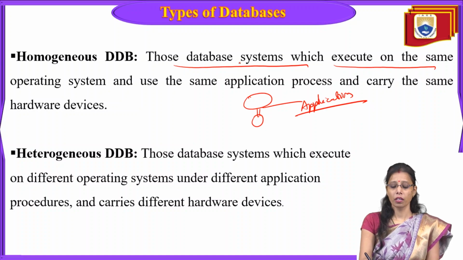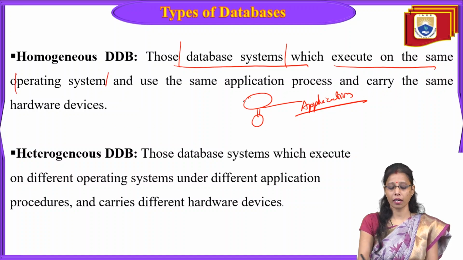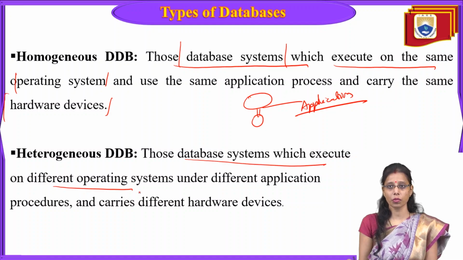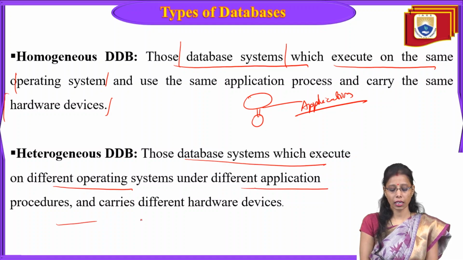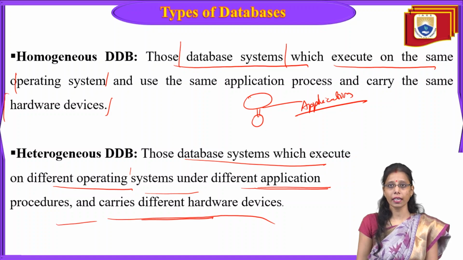So it executes in the same operating system, as well as on the same hardware device. Now, what is a heterogeneous database? Those database systems which execute on different operating systems, under different application processes, and carry different hardware devices. So heterogeneous data executes in different operating systems, has different applications, and comes from different hardware devices. These are the two types of distributed database system: heterogeneous and homogeneous.